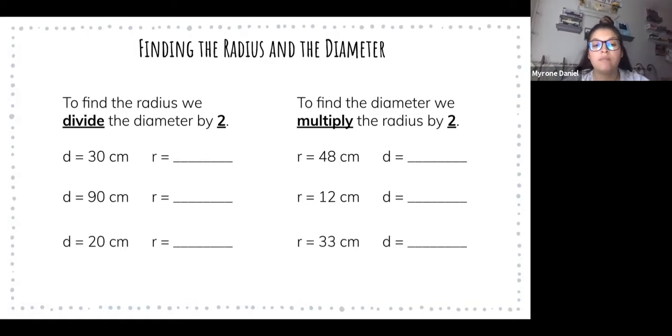Okay, so now that you've come back and you've gotten your answers, you should have gotten something like this. If the diameter is 30, then the radius is 15. If the diameter is 90 centimeters, then the radius is 45 centimeters. If the diameter is 20 centimeters, then the radius is 10 centimeters. If the radius is 48 centimeters, then you multiply that by 2, and that gives you 96 centimeters. If the radius is 12 centimeters, then the diameter is 24 centimeters. And if the radius is 33 centimeters, then your diameter should be 66 centimeters.